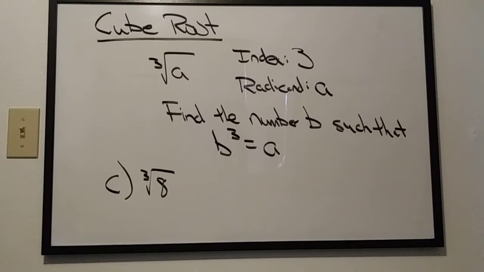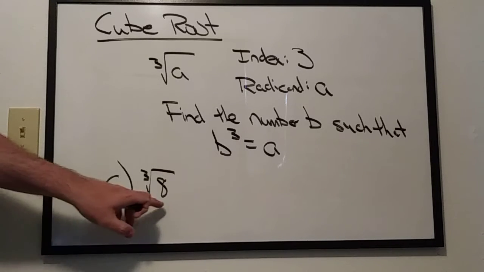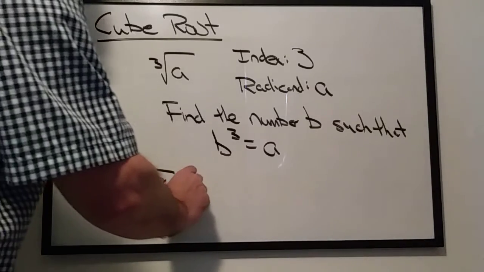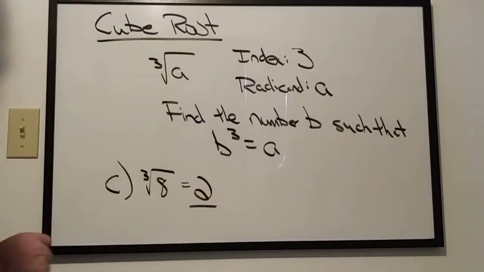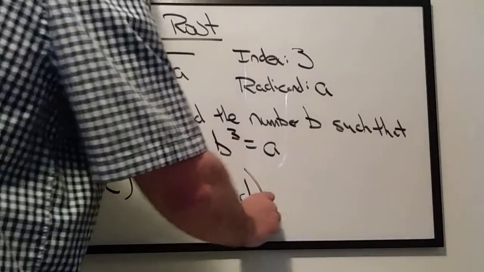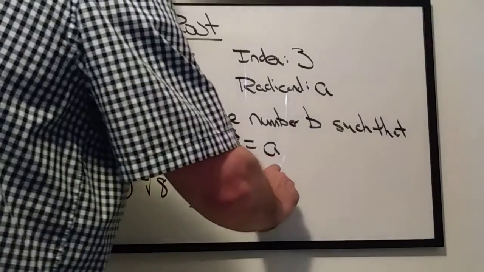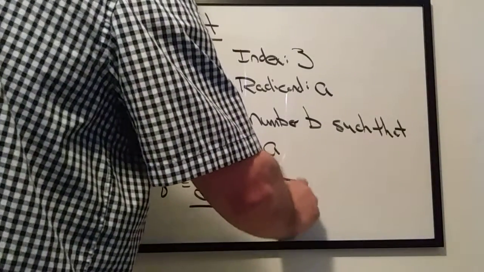Cube root of 8 then is asking us to find a number b such that b to the third is equal to our radicand of 8. Well, 2 times itself 3 times is going to give us 8. So the cube root of 8 is going to be the number 2. Now let's go ahead and check out part D. For part D then, I'm going to do the cube root of -8.